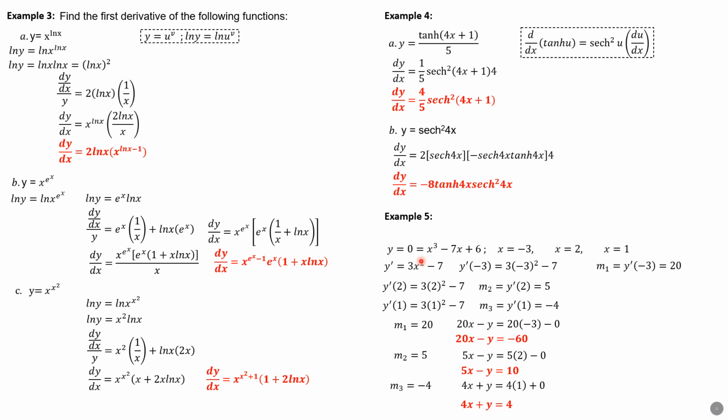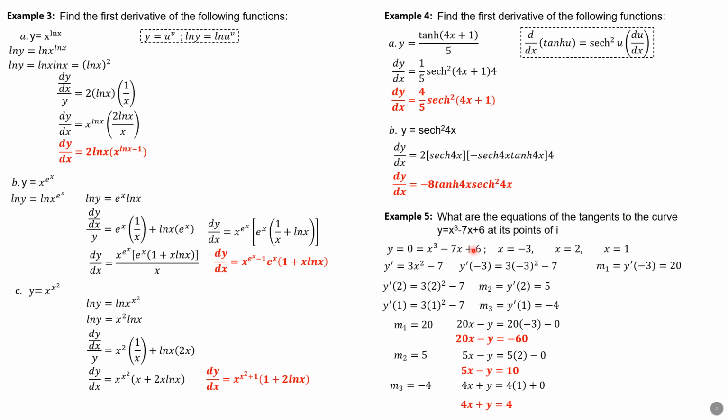Number 5. Problem 5: what are the equations of the tangents to the curve y equals x cubed minus 7x plus 6 at its point of intersection with the x-axis?